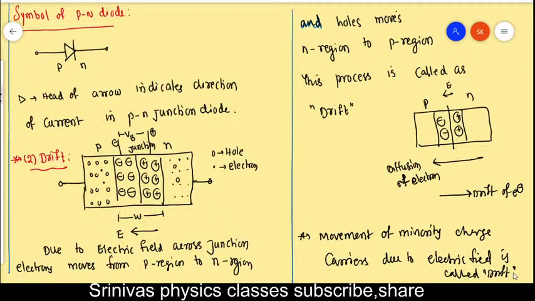Okay. Is it clear, students? Write in the chat box: what is the drift and what is the diffusion? A student says the presence of holes in N type is because of diffusion. In the N region, holes are there as minority charge carriers.